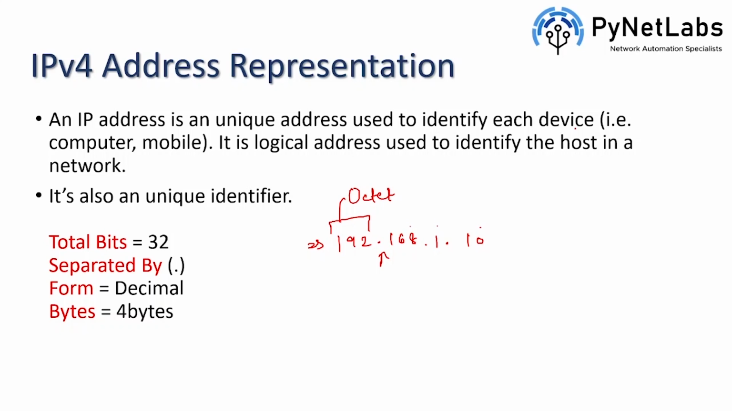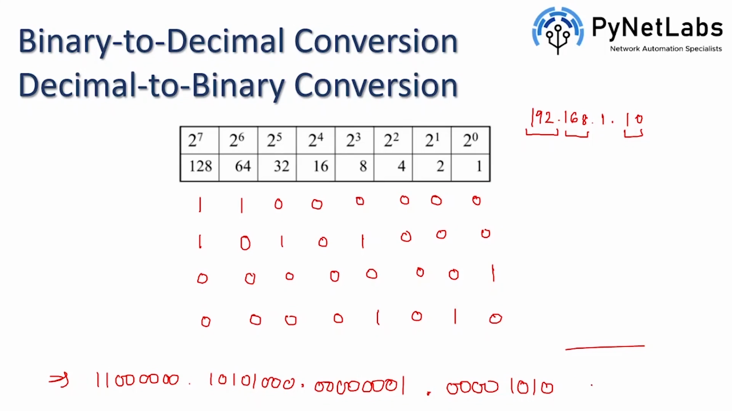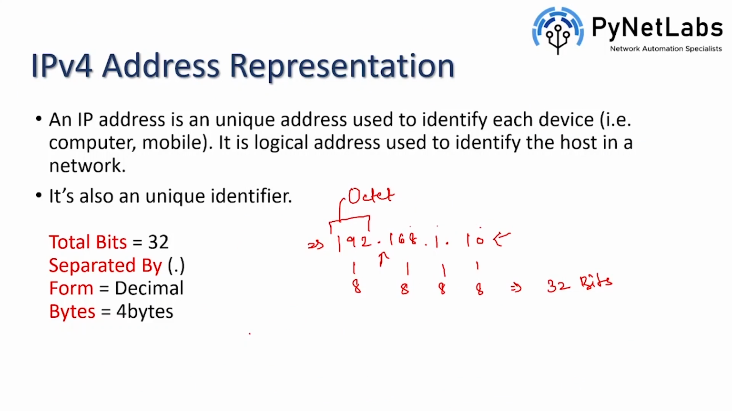Then it is a logical address which is used to identify the host in a network. It is also a unique identifier. So the total bits are 32, which means there are 8 bits in the first octet, 8 bits in the second one, 8 in the third, and 8 in the fourth. Each octet is of 8 bits. So this makes the total size of an IPv4 address 32 bits. Then this form is your dotted decimal form. The one which we tried before this was your binary form. If we talk about the size of IPv4 in terms of bytes, then it is 4 bytes.